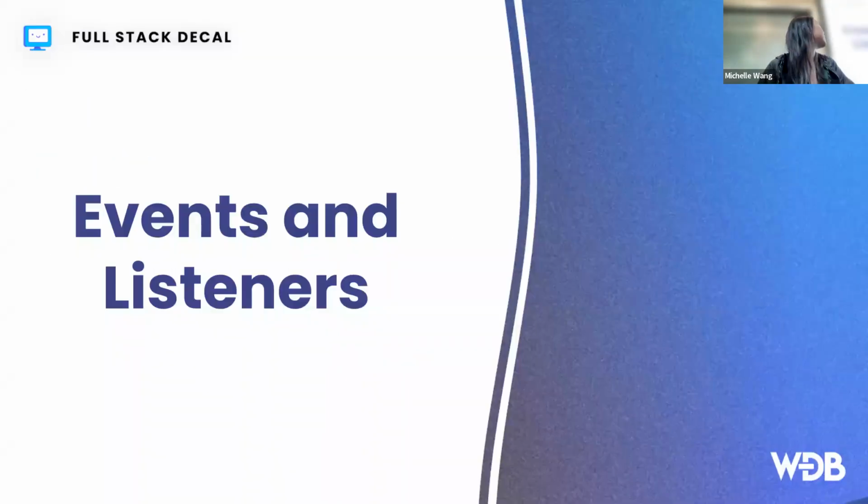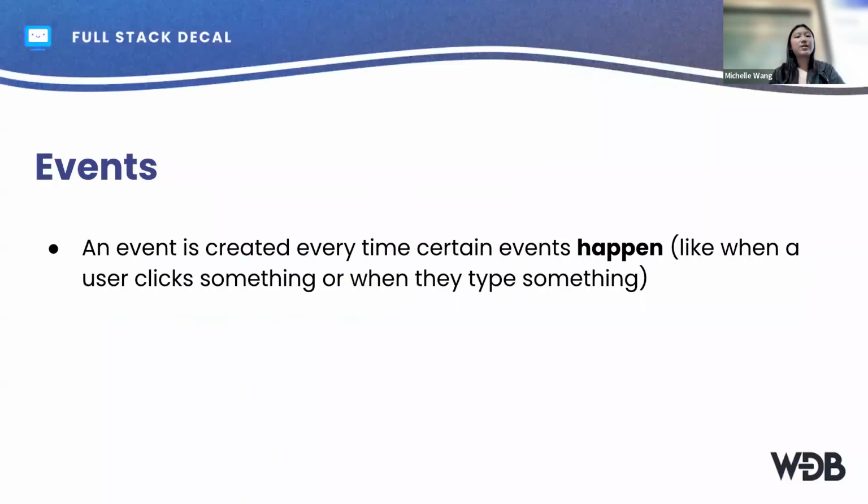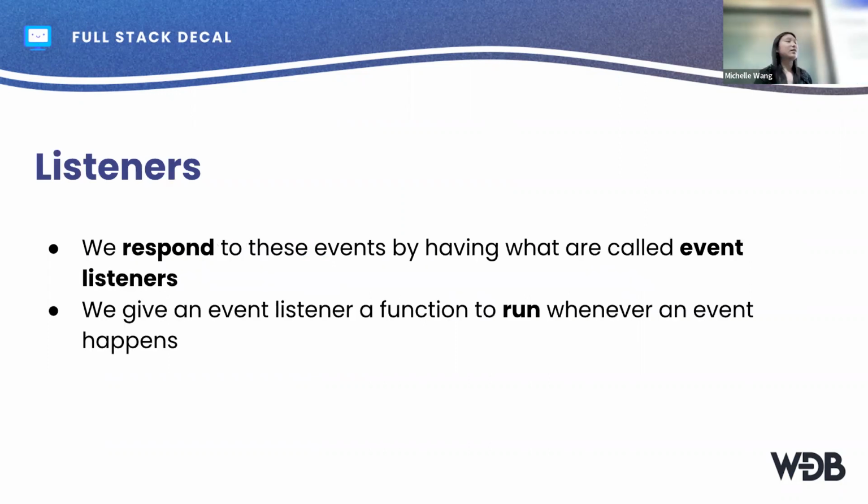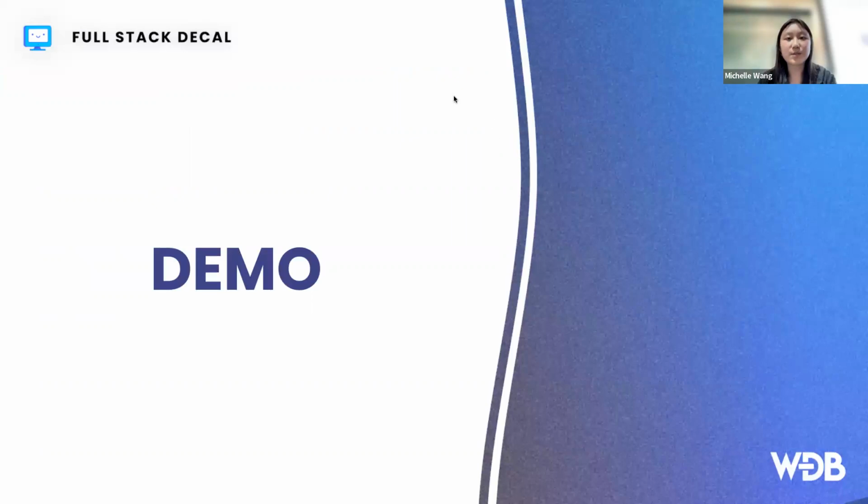All right, so events and listeners. Events are when certain things happen on a page. For example, if you click on a button, or you type in some input, or even if you hover on an image, that's an event. And listeners are what we use to tell when an event happens. So we respond to these events by having event listeners, and these event listeners run whenever the event specified happens. So for example, a demo.